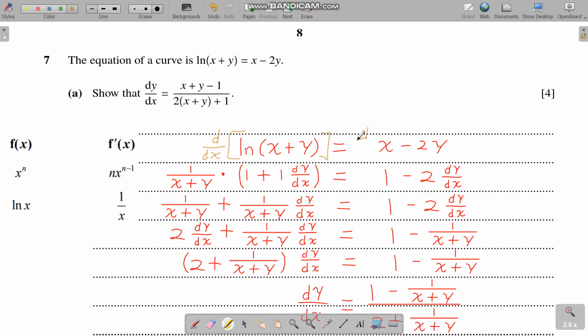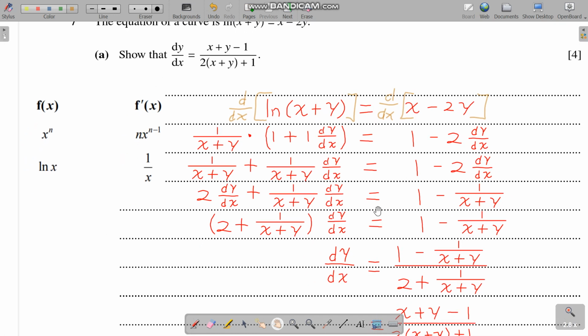So after we differentiate both sides with respect to x, for ln of something, we use this differentiation formula in the MF19. ln becomes 1 over, so we have 1 over (x + y). But we have to use the chain rule because the argument is not a simple x. We have to multiply by the derivative of x + y.